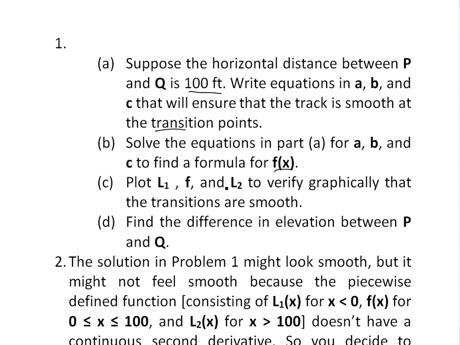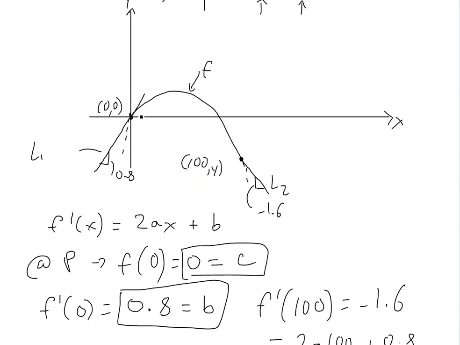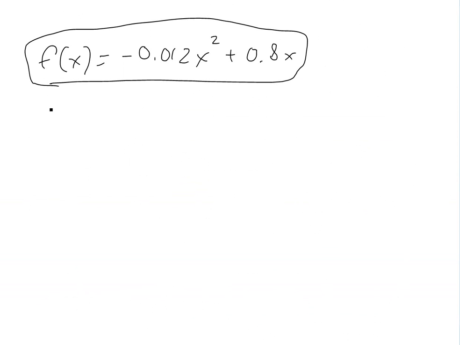And now let's look at question C. Plot L1, f, and L2 to verify graphically that the transitions are smooth. To do that, we need to first find functions for L1 and L2. So we look at L1. Remember, they're equations of a line, so L1 is equal to mx plus b, just a basic equation of a line, and we know m is going to be 0.8, so 0.8x plus b. Now this b is different from the other one, I'll just leave it as b to make it easier.